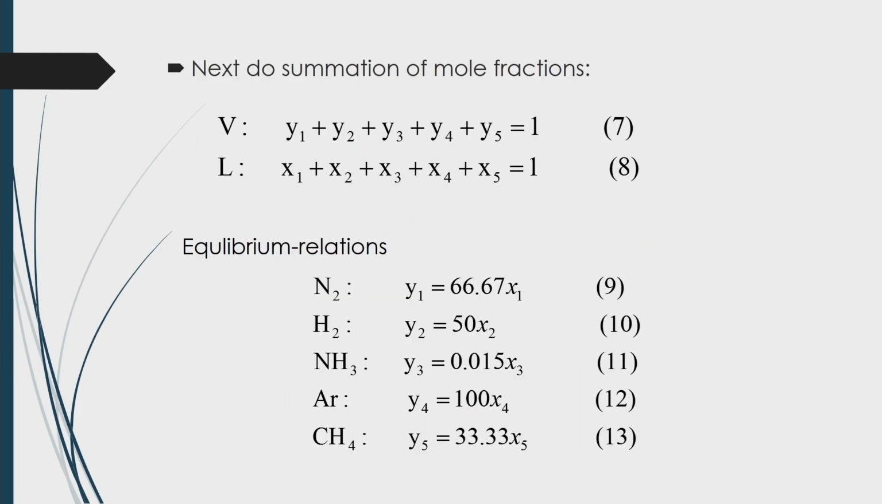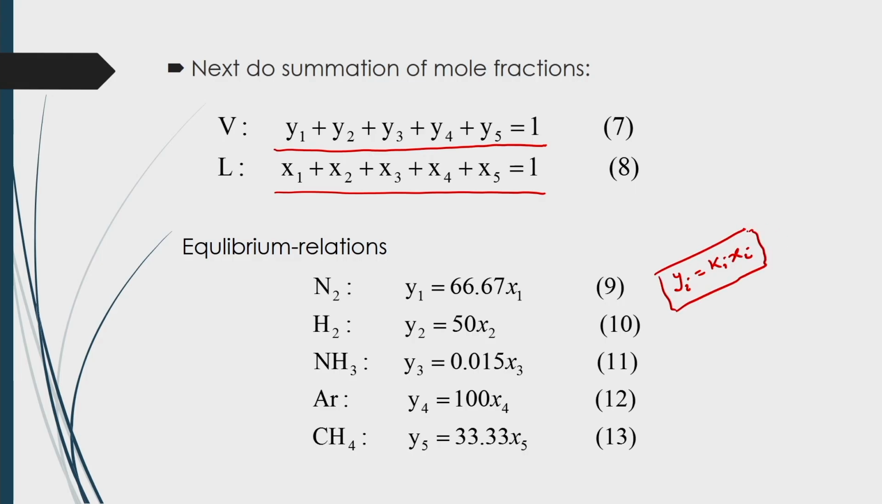Next, you have to do the summation of these mole fractions in the vapor phase and liquid phase. In the vapor phase, the summation of the vapor phase composition will be equal to 1, and also the summation of the liquid phase composition will be equal to 1. Now, at equilibrium conditions, you know that yi will be equal to Ki xi.